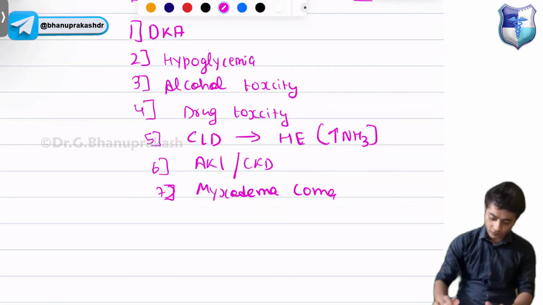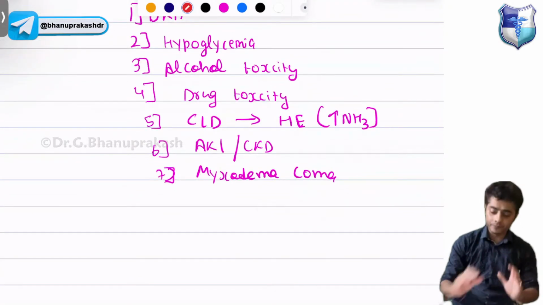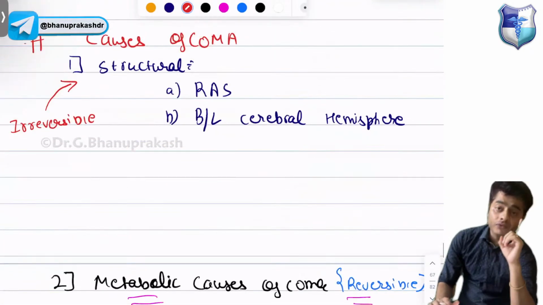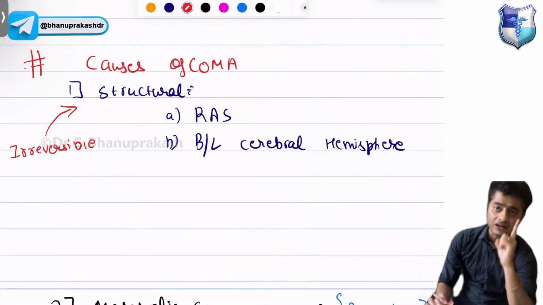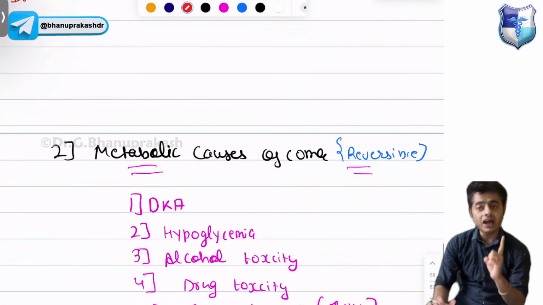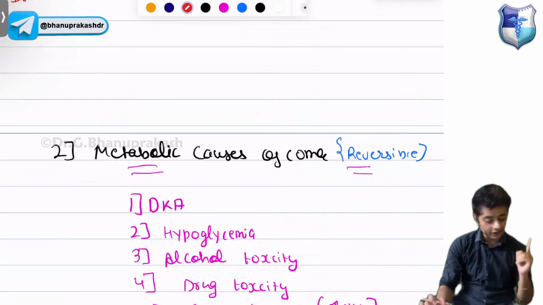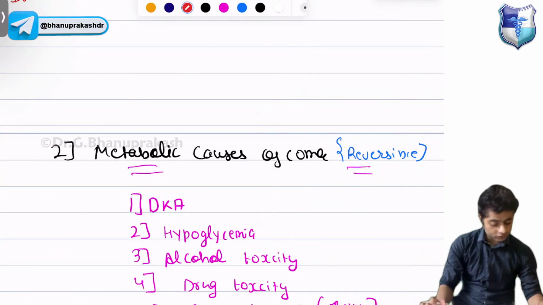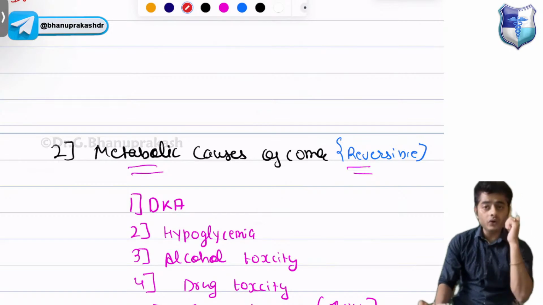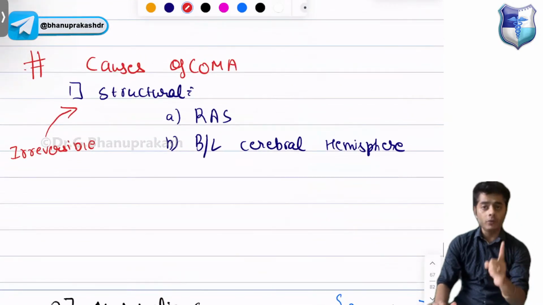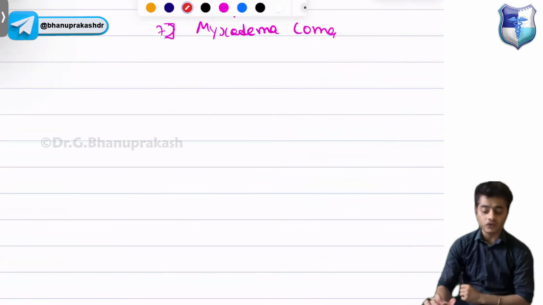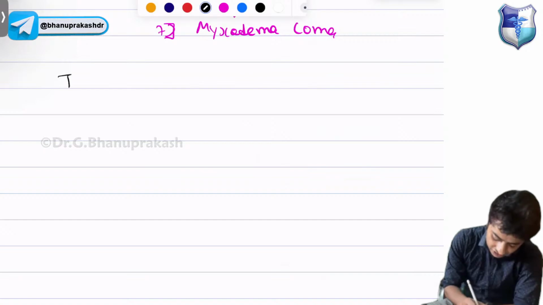So if there is a patient of coma, we all should remember that before labeling a patient of coma as structural damage, you should always rule out the reversible causes of coma. I am repeating, before you label any patient of coma as structural coma, you should always first rule out the reversible causes of coma. And to rule out the reversible causes of coma, you will do certain investigations.